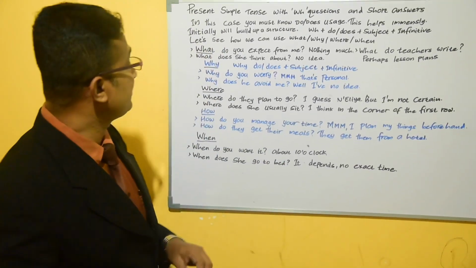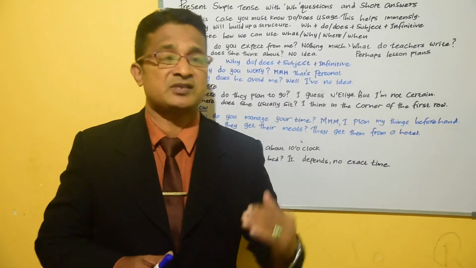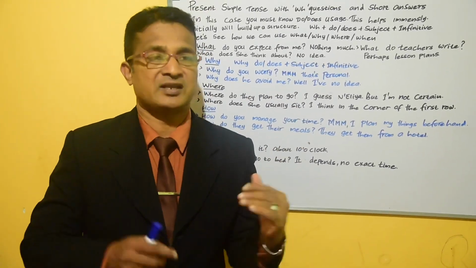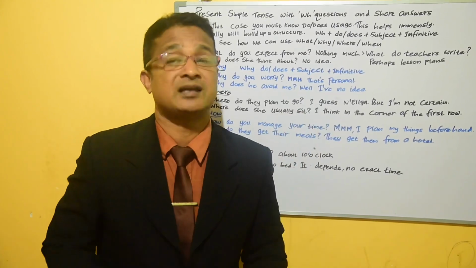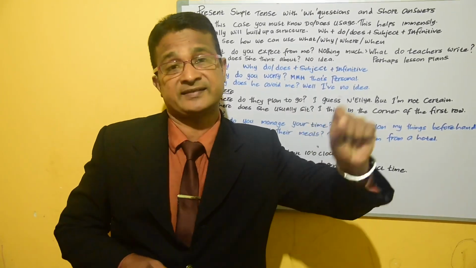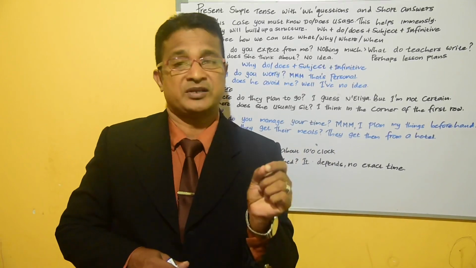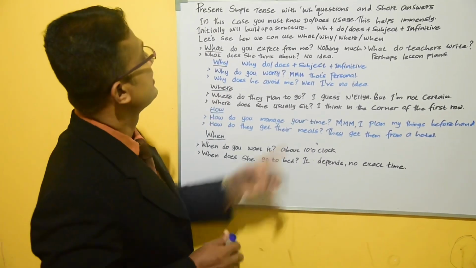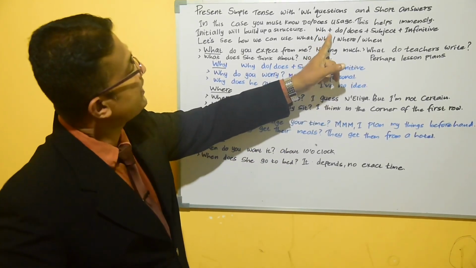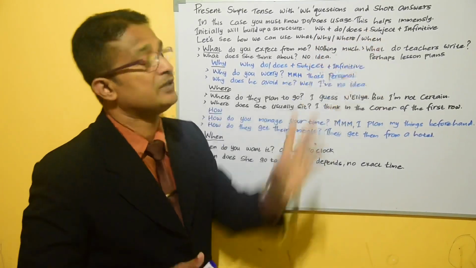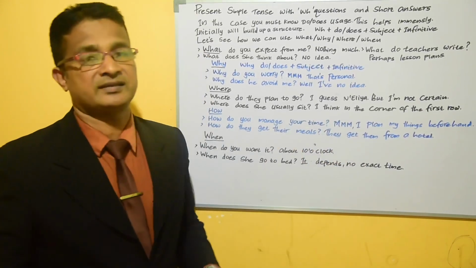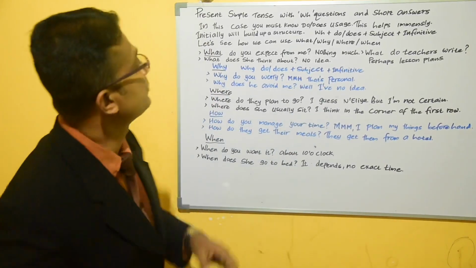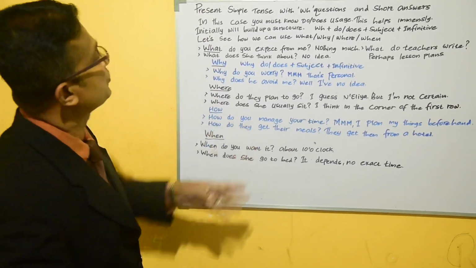WH questions means the question words which start with WH, like where, what, when, which, and even how can be taken as a WH question. The first two letters are WH, so we simply call them WH questions. So the structure is WH question plus do or does plus subject plus infinitive. I'm not going to talk about any other tense. I basically focus on present simple tense, and with that I hope it's going to be easy for you.